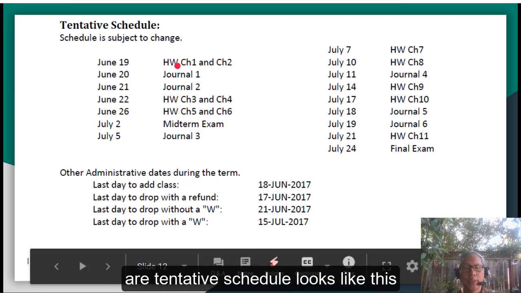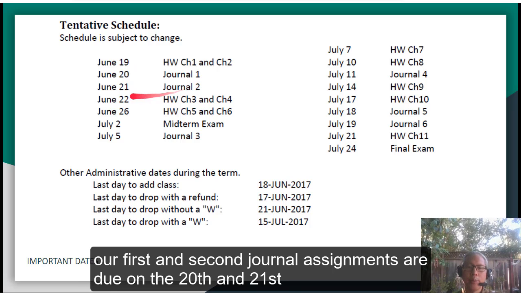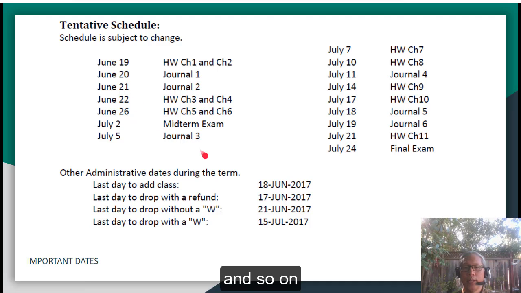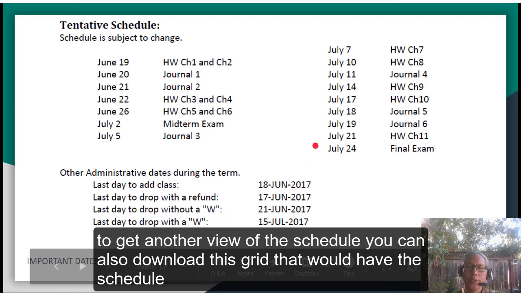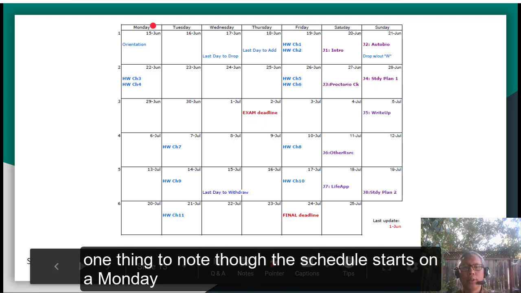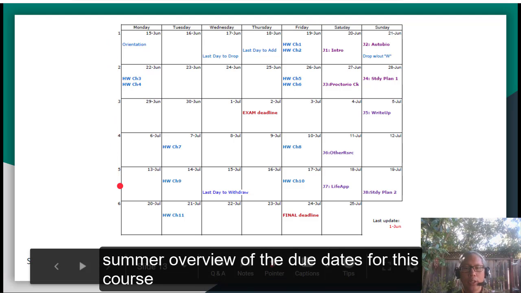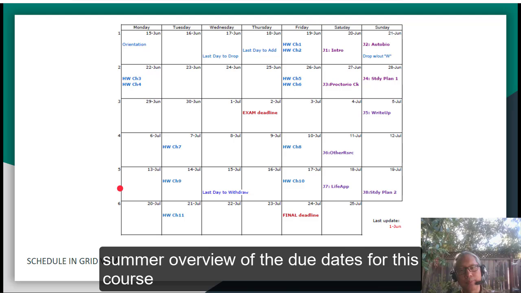Our tentative schedule looks like this. We have some homework assignments, usually coupled, due on June 19th. Our first and second journal assignments are due on the 20th and 21st, and so on. To get another view of the schedule, you can also download this grid that would have the schedule. One thing to note though, the schedule starts on a Monday, but this is the whole summer overview of the due dates for this course.